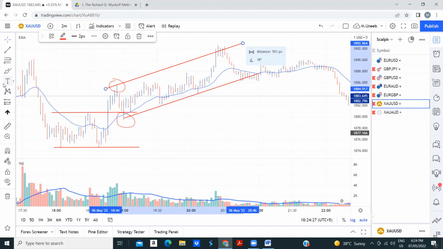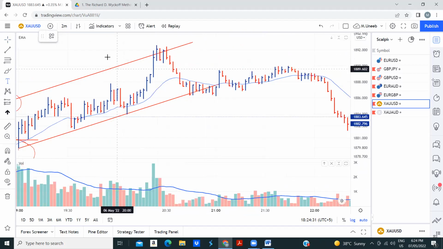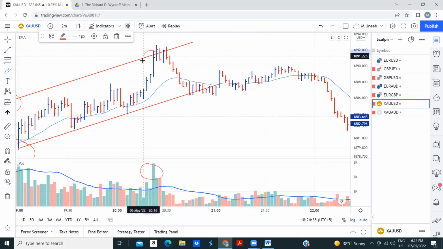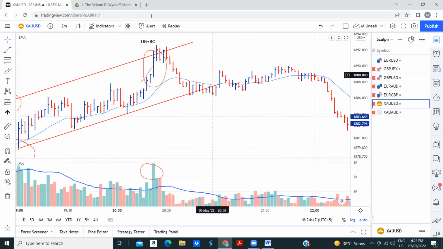Now this one is overbought. And you see huge volume over here. Can you see? I told you, the volume will increase, the spread, the range of the bar will increase. You see, the range of the bar increases. This is confirmed. We call it OB plus BC, overbought plus buying climax. Am I right?